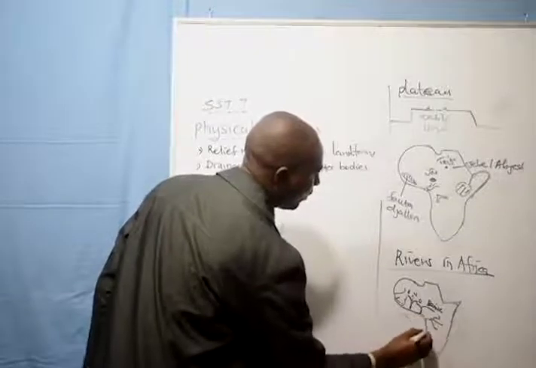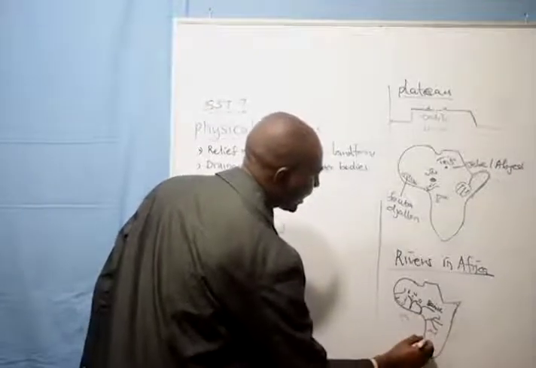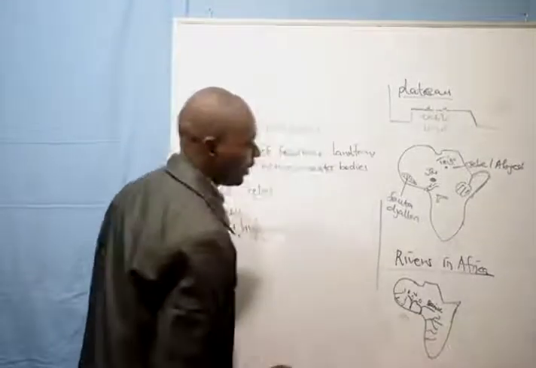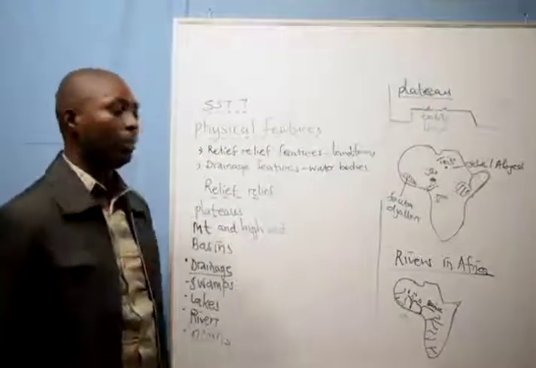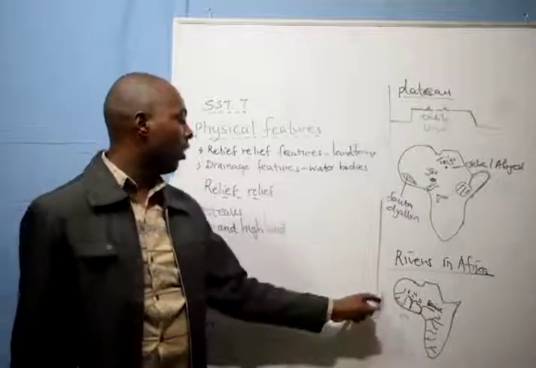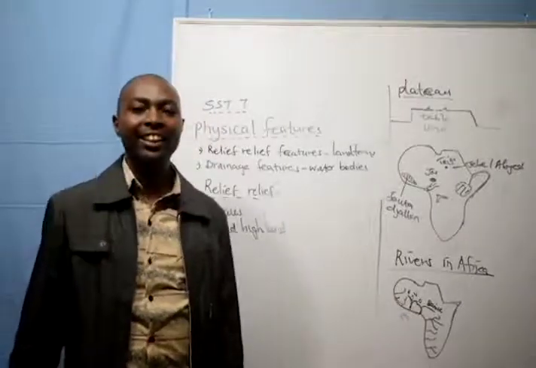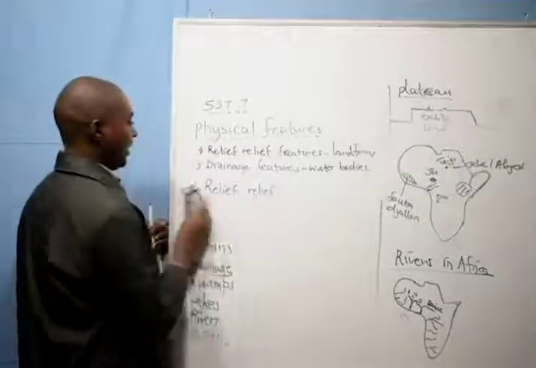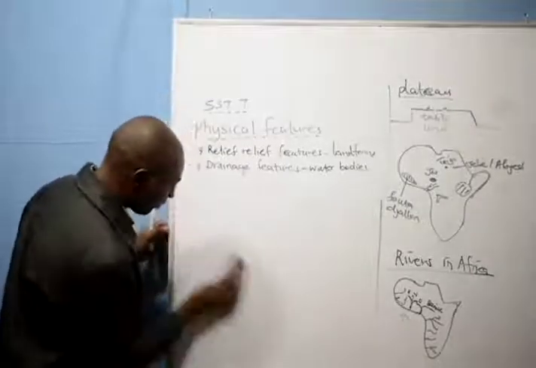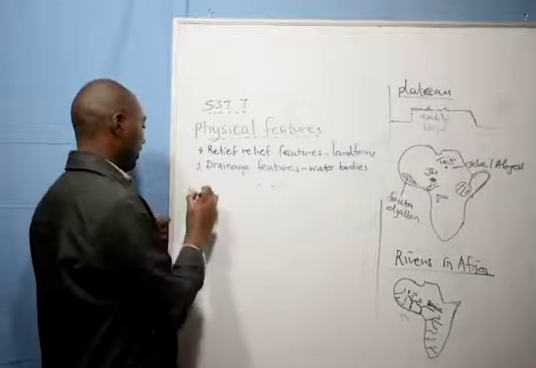Then we have another one here known as Kwanza. We also have another one known as Kunene here. And the last one, which also has a tributary, we call River Orange. All these are rivers draining into the Atlantic Ocean. Just to mention them, so you understand, we have number one, Senegal.